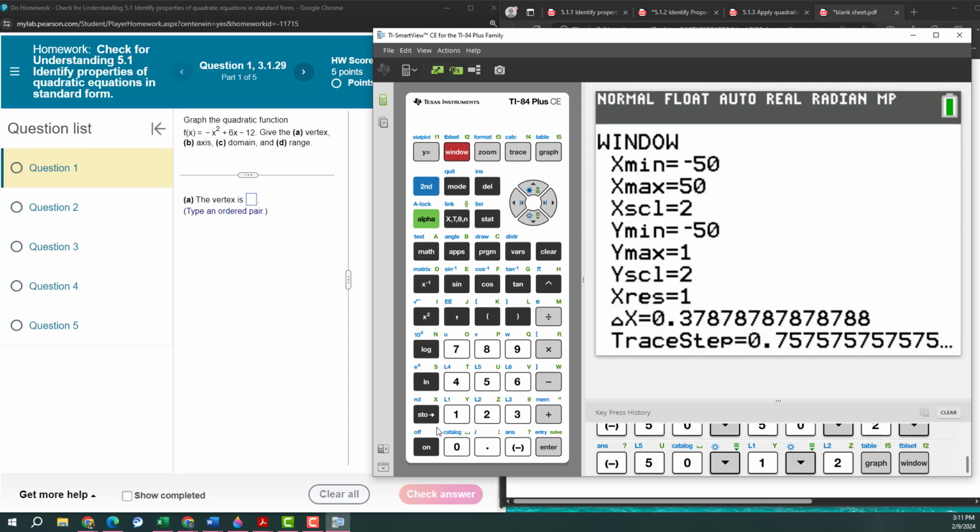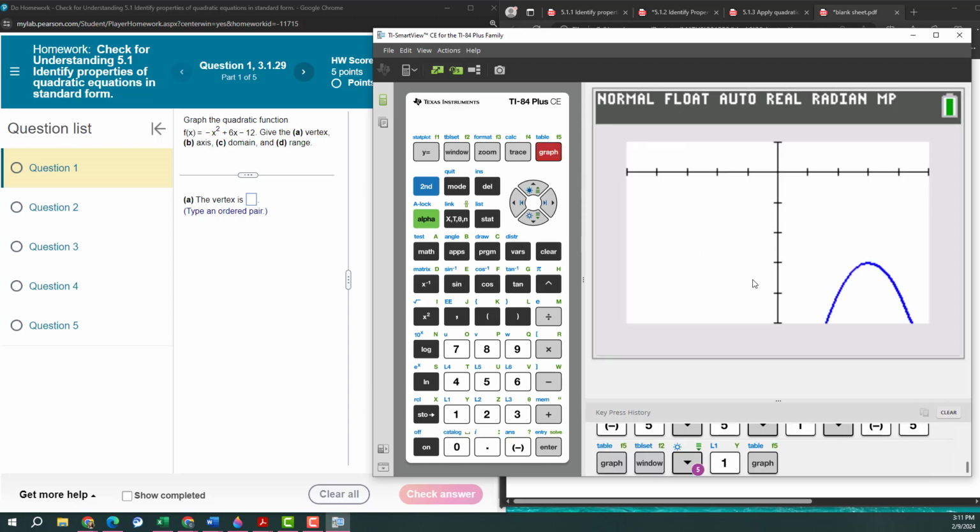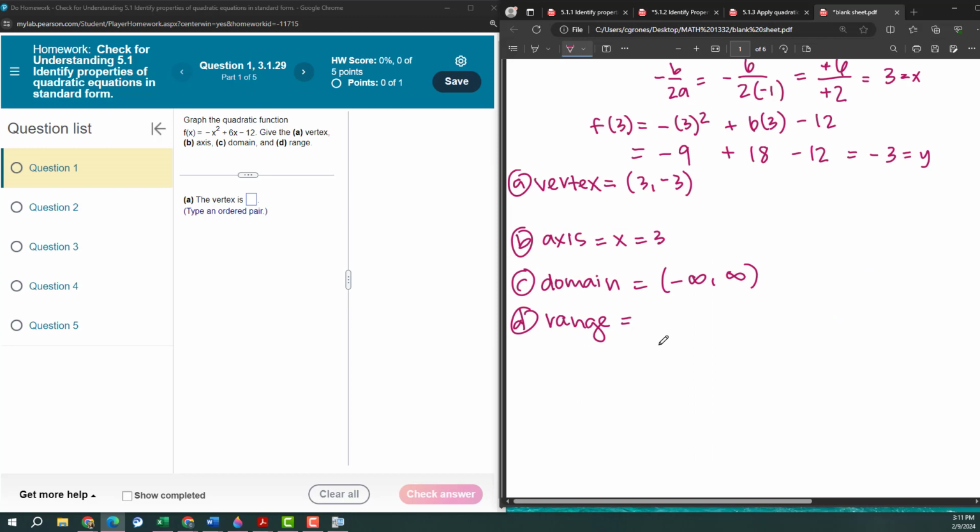So let me zoom back in. Okay. So I can see 1, 2, 3, 1, 2, 3. This is where our vertex is. So our range is going to be negative infinity to negative 3. We put our bracket because this endpoint is included.